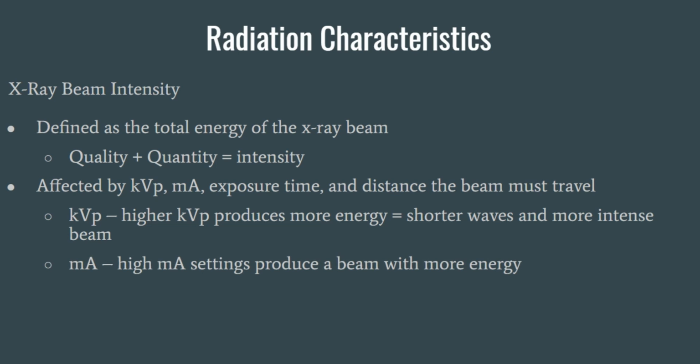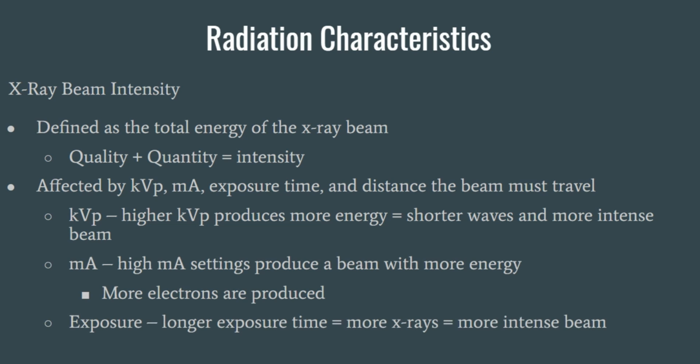A high MA setting is also going to give us a beam with more energy because more electrons are produced. And for our exposure time, a longer exposure time means more X-rays and a more intense beam. A longer exposure time is more electrons being produced or released. So that's what gives us more X-rays. So that's what gives us a more intense beam.